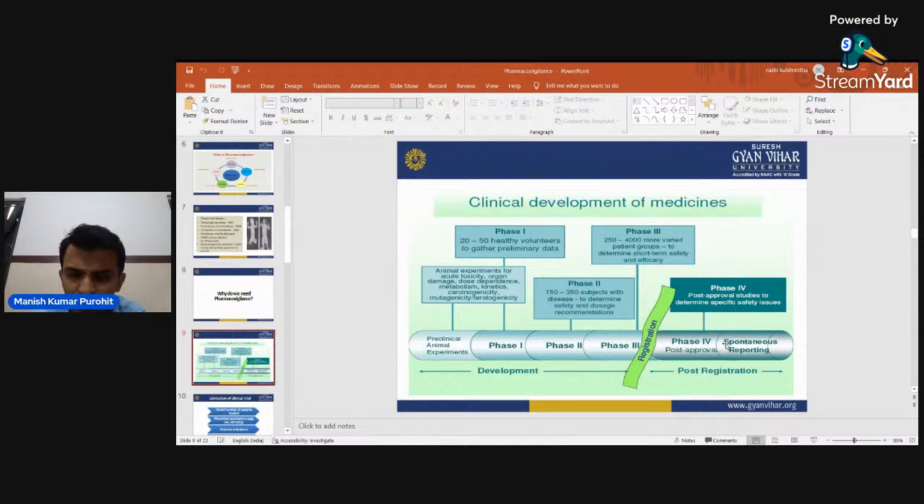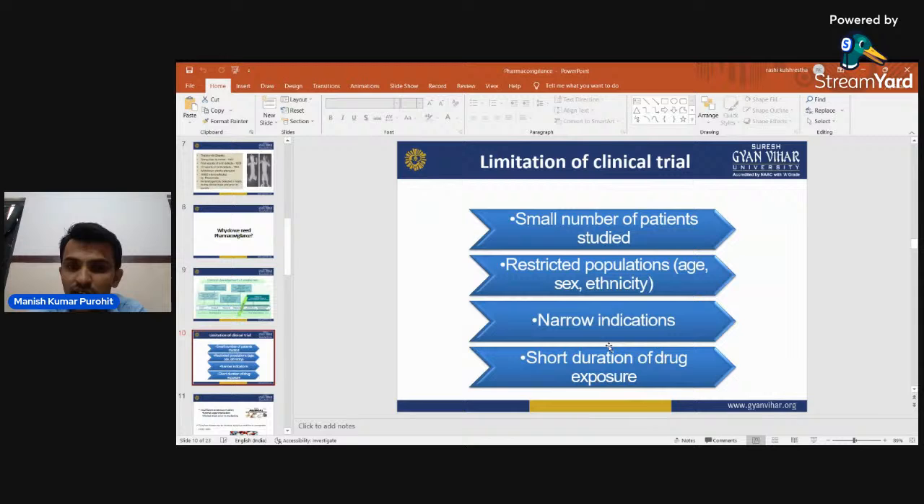The limitation is that in phase one, phase two, and phase three, the data we get is from a very small number of patients, because we are using a small number of patients. We also study a restricted population, like limited age, sex, and ethnicity. With such limited data, we don't have enough to identify adverse effects. We have narrow indications. That's why we need the phase four post-marketing study.